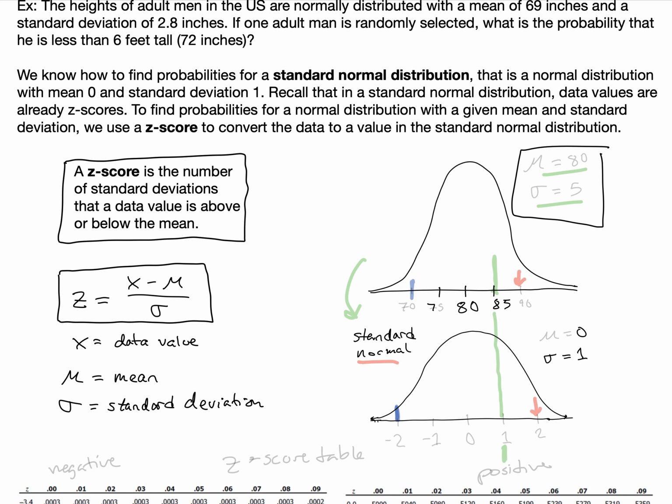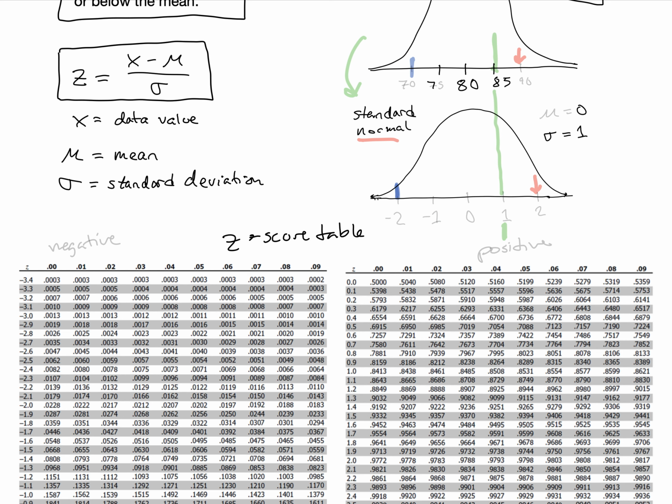So once we find our z-score, we'll then need to use our normal distribution table, or our z-score table. It's sometimes called a z-score table, sometimes called a standard normal table, and it looks kind of like this. So it will have both a negative and a positive z-score side.